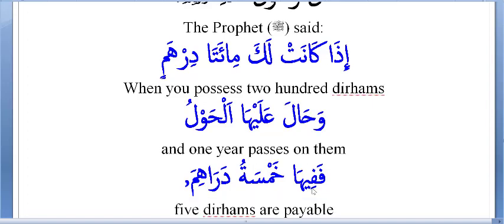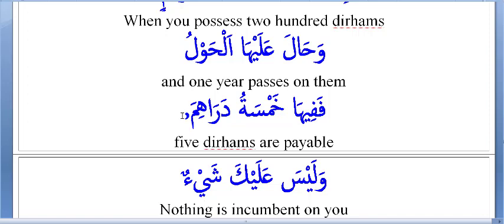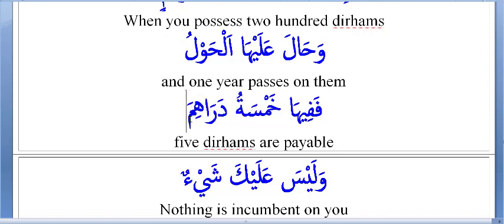So you pay 5 dirhams. From 200, 5. So from 100, how much will you pay? From 200 you pay 5; from 100, 2.5. So it is 2.5%.